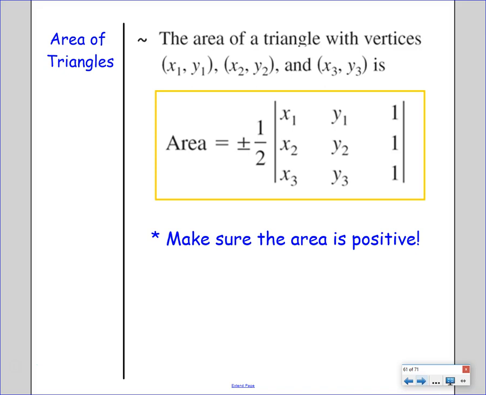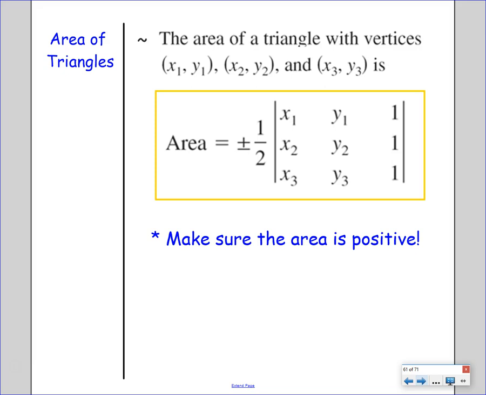This one's going to be a bit nicer. This one says we can find the area of any triangle with 3 vertices using a matrix. That's interesting. You're like, well, wait. A triangle, 3 vertices, no big deal. Why don't we just do 1/2 base times height?